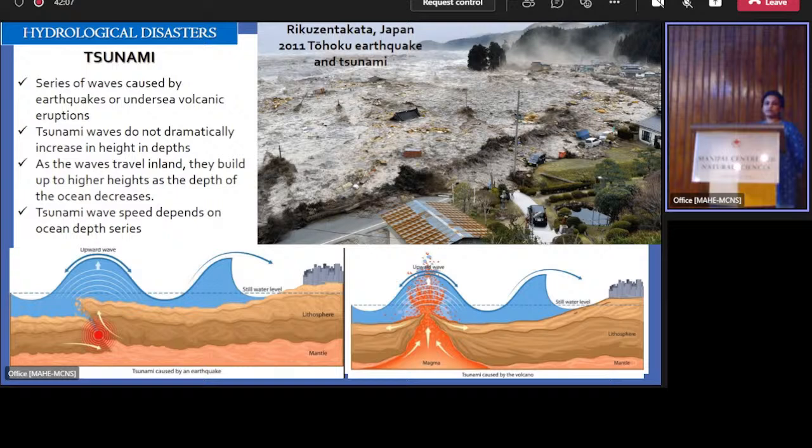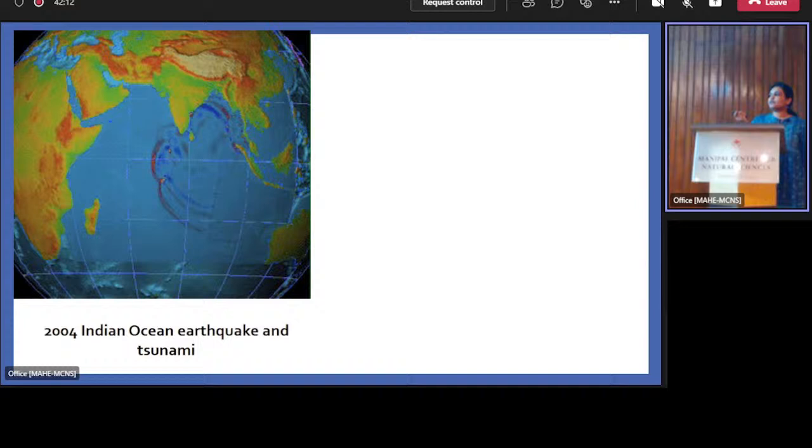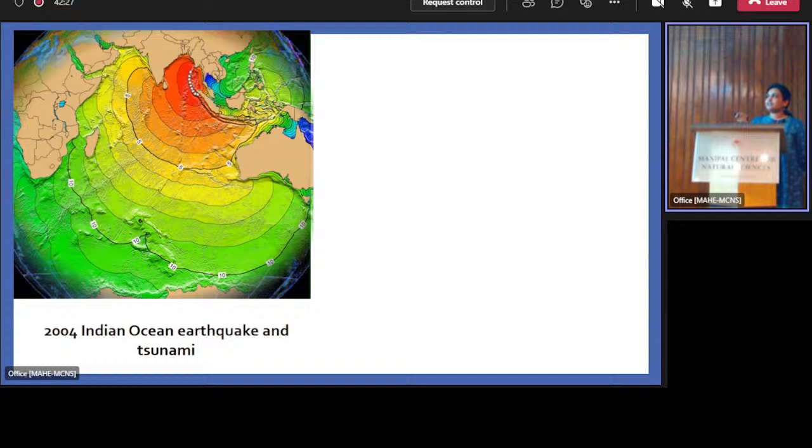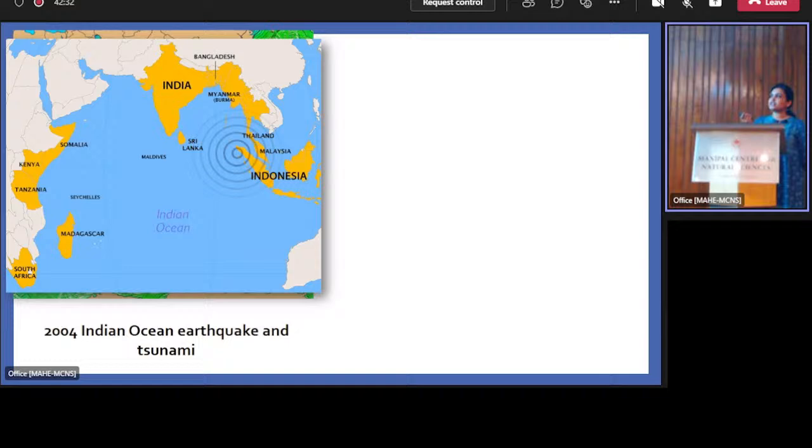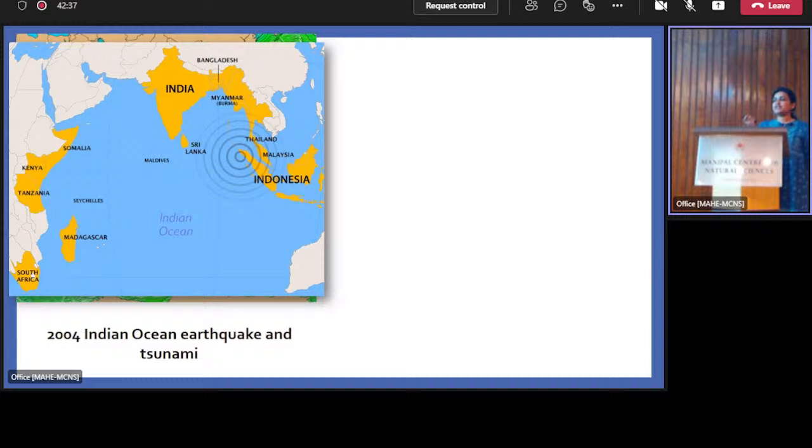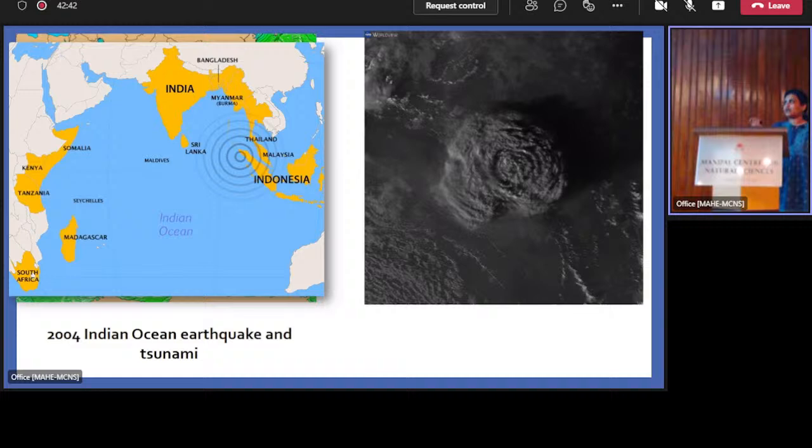This is the 2004 Indian Ocean earthquake and tsunami, which was catastrophic. The earthquake was of 9.1 to 9.3 magnitude, and within 8 hours it killed more than 250,000 people. The tsunami affected this entire region, mainly India, Myanmar, and Indonesia, and reached as far as South Africa. It was very catastrophic. Another tsunami, which happened just now in January 2022 due to an undersea volcanic eruption, is the Tonga eruption and tsunami.